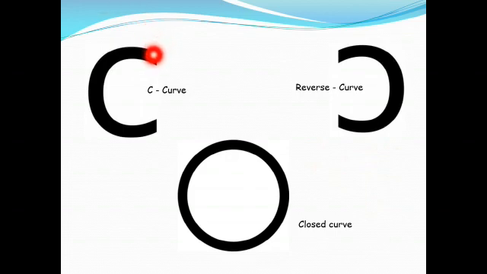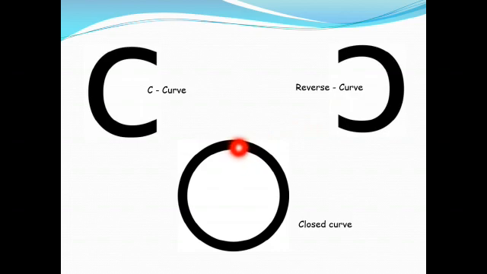How do we write C curve? Trace along with me. Start like this. C curve. Once again. Then after C curve, the next pattern we learnt is reverse curve. Once again, reverse curve. Reverse curve is nothing but ulta C. The last pattern we learnt was closed curve.